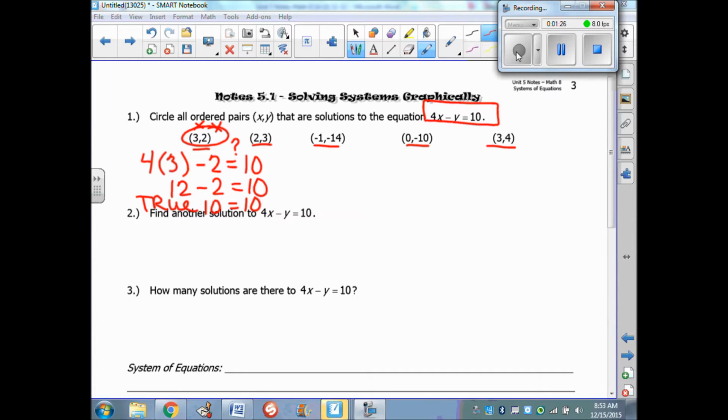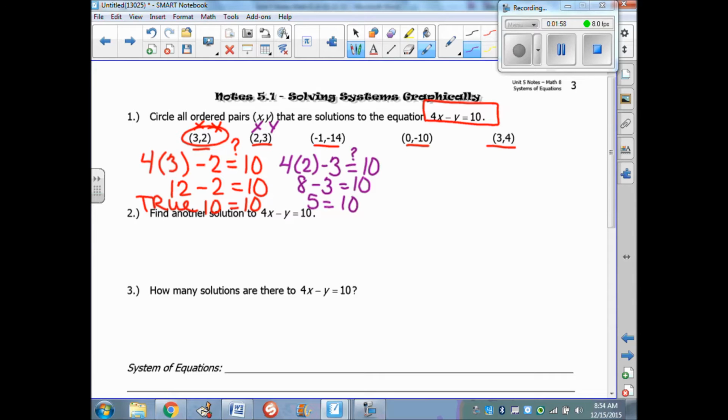Now, what about (2, 3)? We're going to do the same thing. We're going to check to see if (2, 3) is a solution to that equation. So I'm going to plug that point in. 4 times 2 minus 3, does it equal 10? So does 8 minus 3 equal 10? Hopefully you're seeing, does 5 equal 10? No, that's false. So (2, 3) is not a solution, so we're not going to circle that.